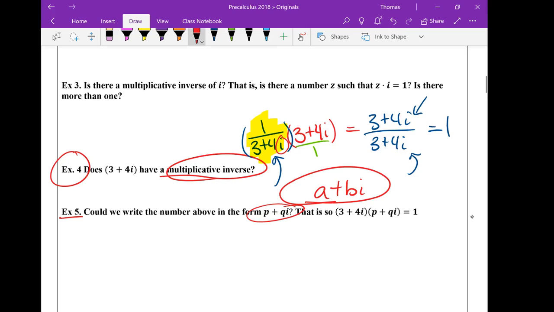So overall, we're looking for a number in the form a plus bi, like this, that when multiplied by a complex number gets us 1. That's our goal for today.